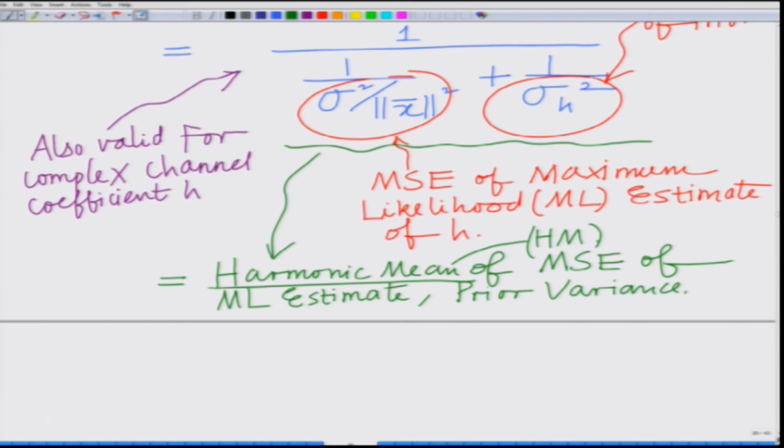And remember, this is also valid for a complex channel coefficient H, except that instead of (H hat minus H) square, you have to look at the magnitude of H hat minus H, squared. Of course, this is valid for a real coefficient H also: you simply look at the expected value of magnitude H hat minus H whole square.